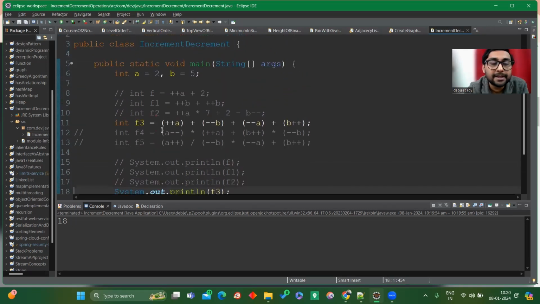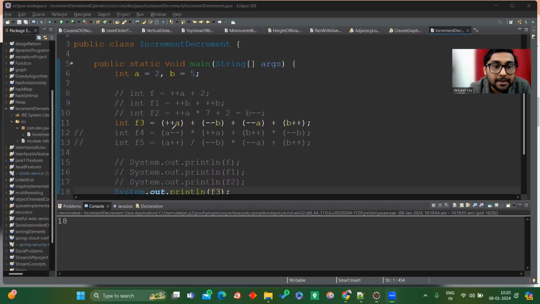So now what is F3 saying? Plus plus A. Okay, so let's annotate now. Plus plus A means it will do pre-increment. So what will be my pre-incremented value? 2 plus 1 is 3. So it will be like 3 plus minus minus B. Minus minus B means it's pre-decrement. So here it will be 4. So here it will be 4.